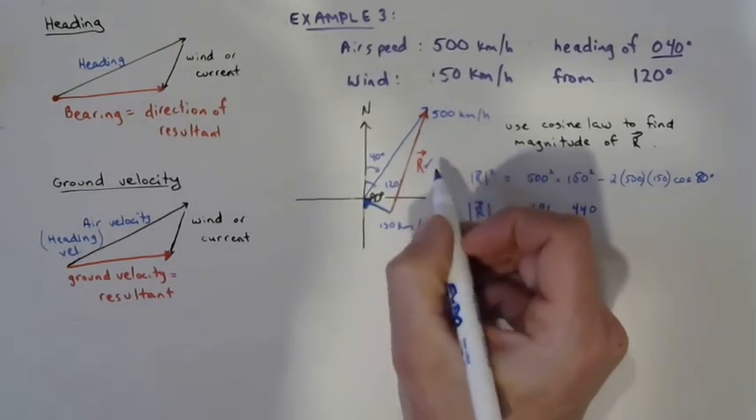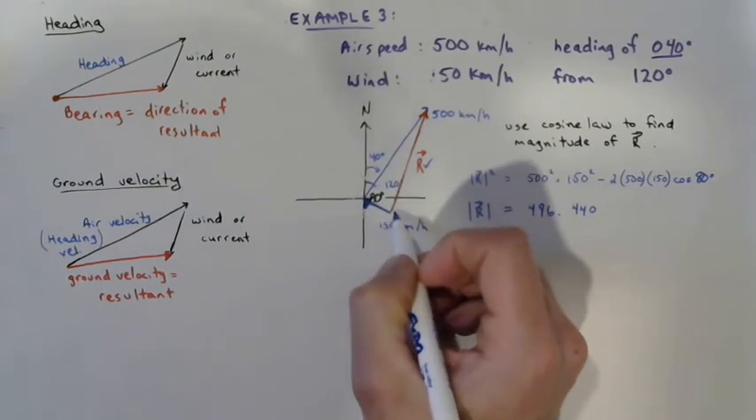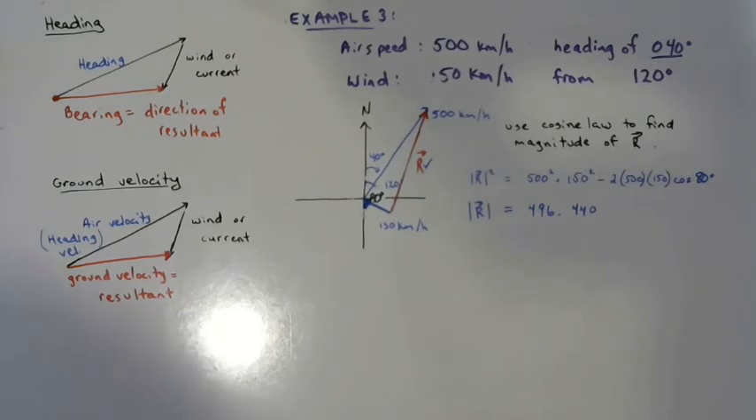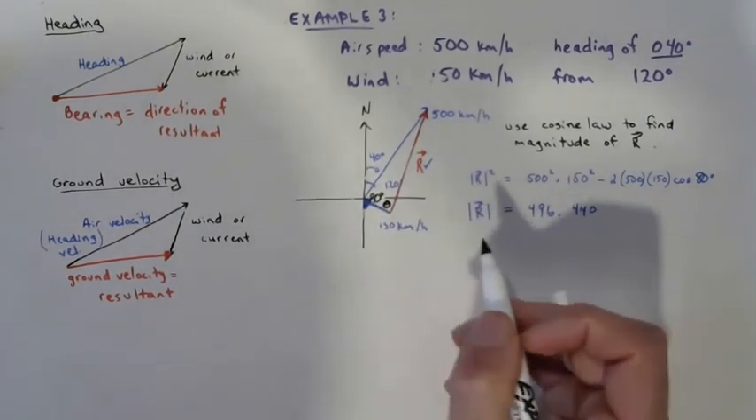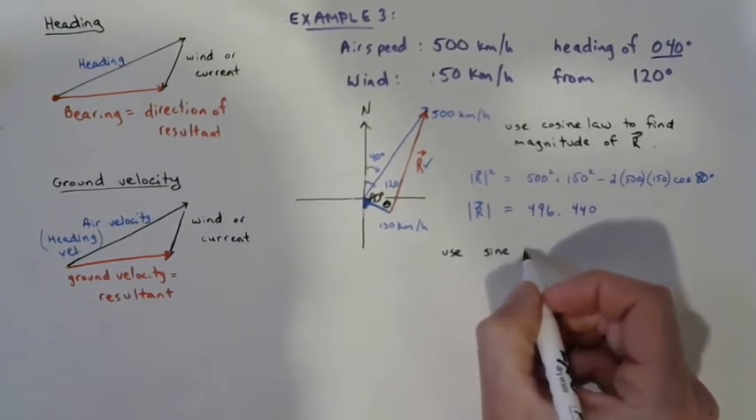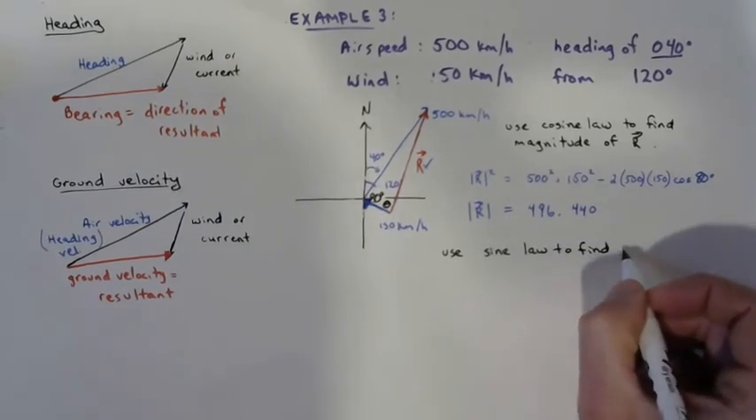Okay, so we have this guy, and we have its opposite angle, which means if we want to find out anything else in our triangle, we can use sine law. So we're going to use sine law to calculate angle theta. Okay, there's angle theta. We're going to use sine law to find theta.